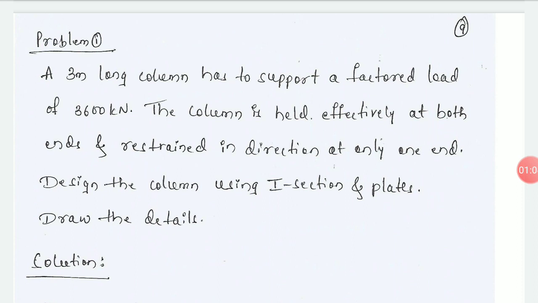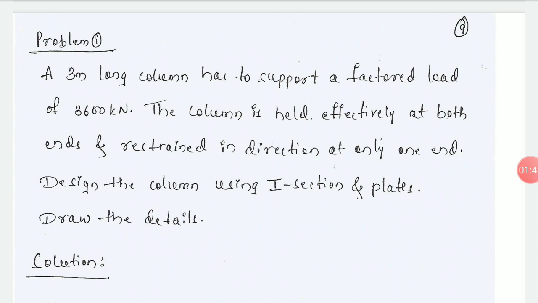Here the compression member, that is the column, is 3 meters long. The height of the column is 3 meters and it has to support a factored load of 3600 kilonewton. He has not mentioned the service load, he has mentioned the factored load, and he has given you the support conditions. It is held effectively at both ends and restrained in direction at only one end. So by using this support condition I can calculate the effective length, that is KL, by using table 10.